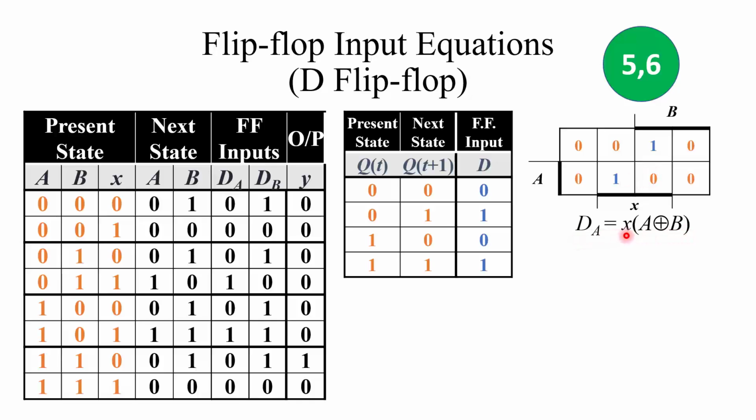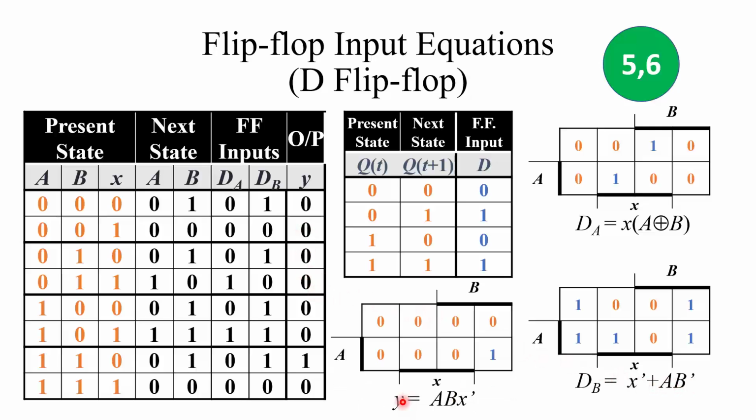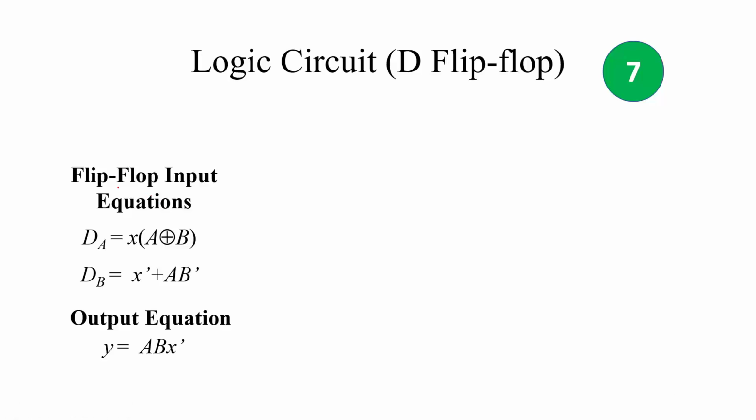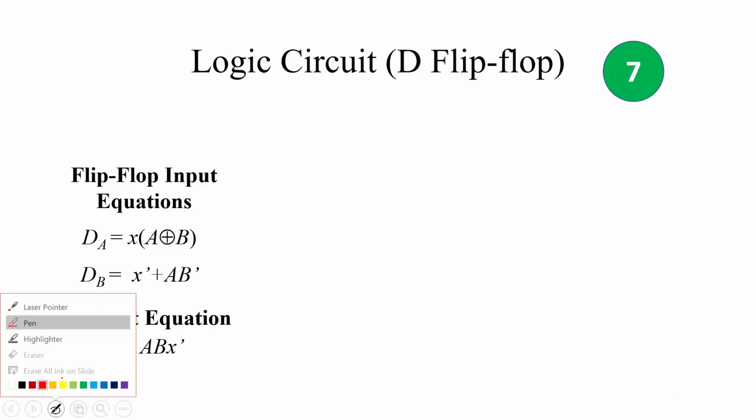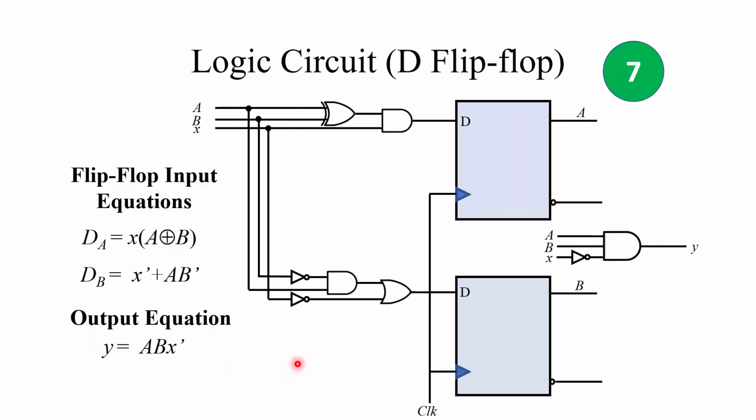So dA turns out to be x and a XOR b. उसके बाद हम dB के लिए Karnaugh map बना लेंगे and the equation जो कि हमारे पास resultant आती है, that is x complement or a and b complement. Finally for y we can deduce कि हमारे पास y की equation आ जाती है a and b and x complement. Once we obtain our flip-flop input equations and output equations, the next step is we can draw the logic or circuit diagram using D flip-flops.